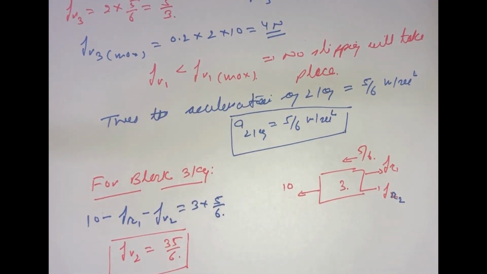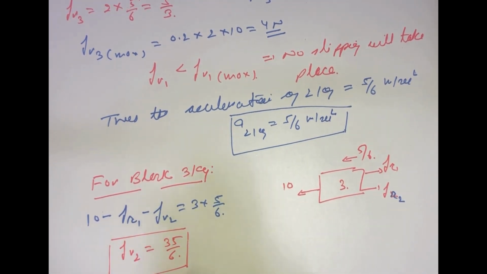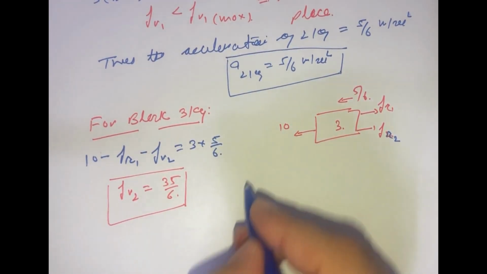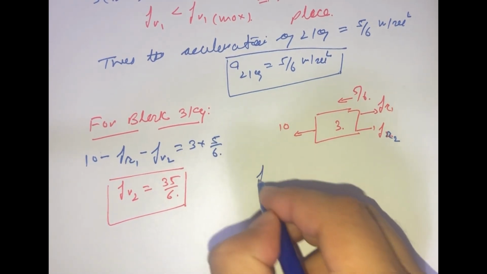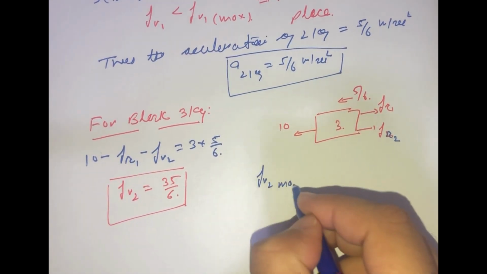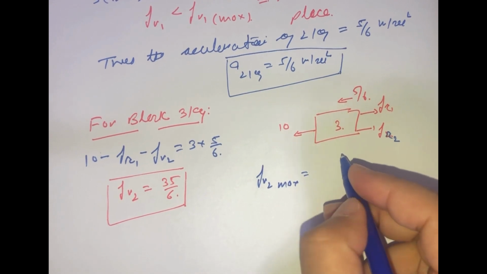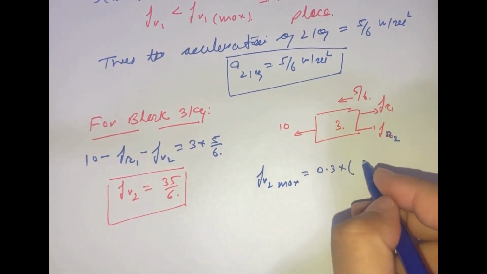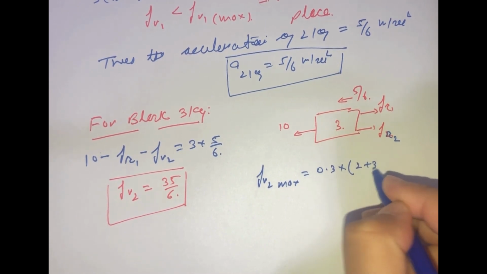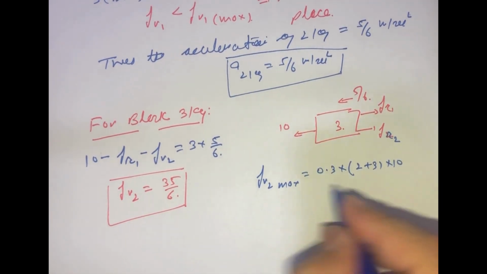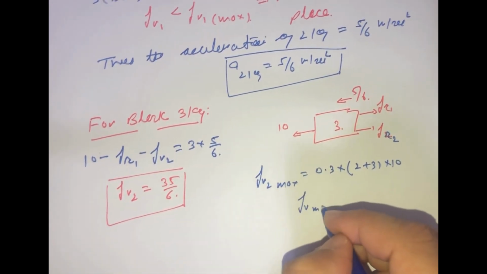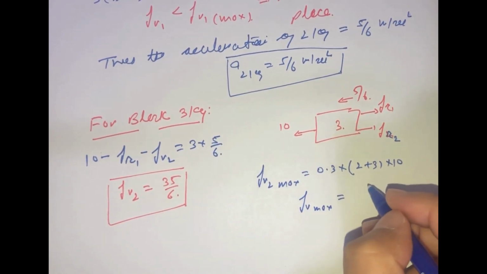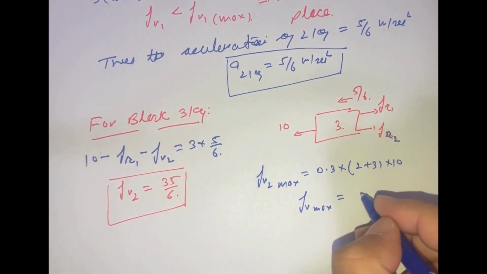And once again we find out what will be our FR2 max. So we can say that FR2 max will be equal to, the coefficient of friction is 0.3 and the weight is 2 plus 3 into 10, and we get FR2 max is equal to 15 Newton.